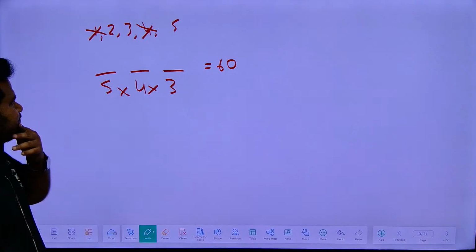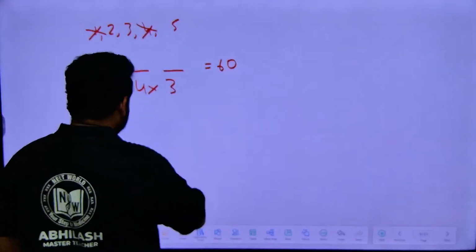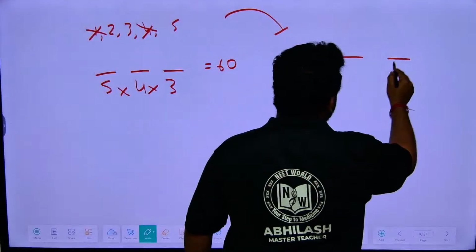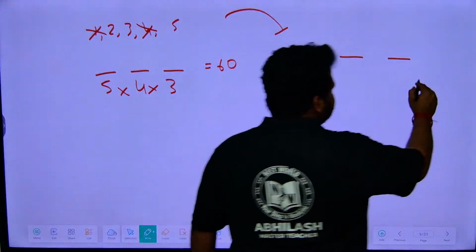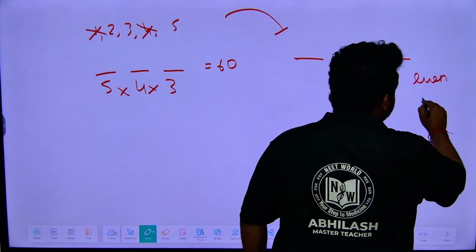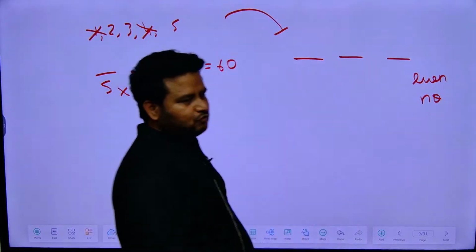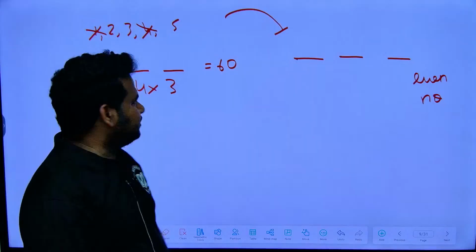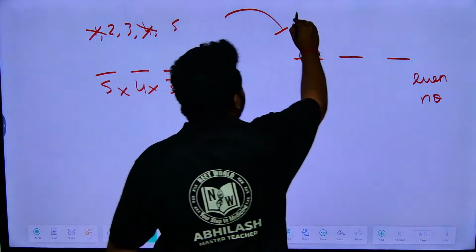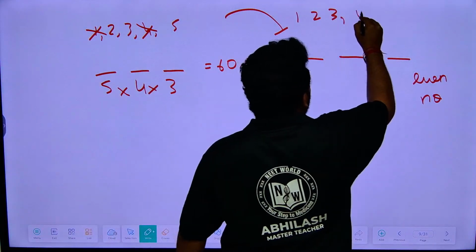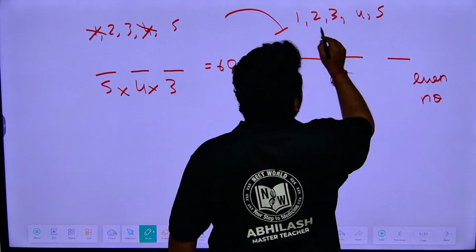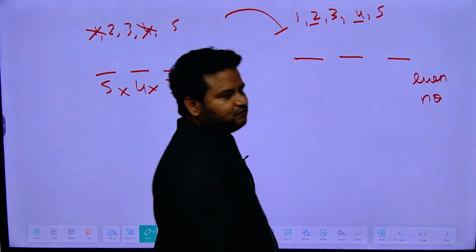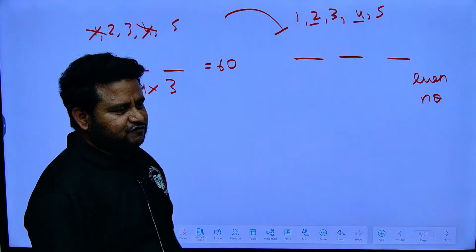Now, suppose I say I want to make a 3-digit number, but it should be an even number. Out of these 1, 2, 3, 4 and 5, what are even? 2 and 4. 2 and 4 are even.